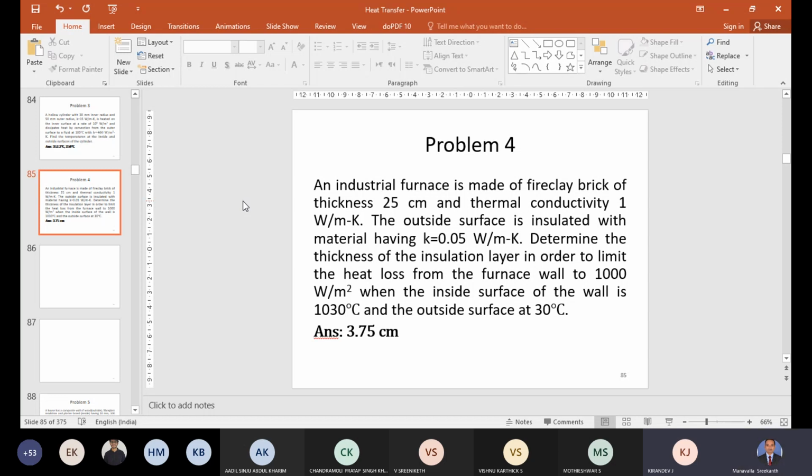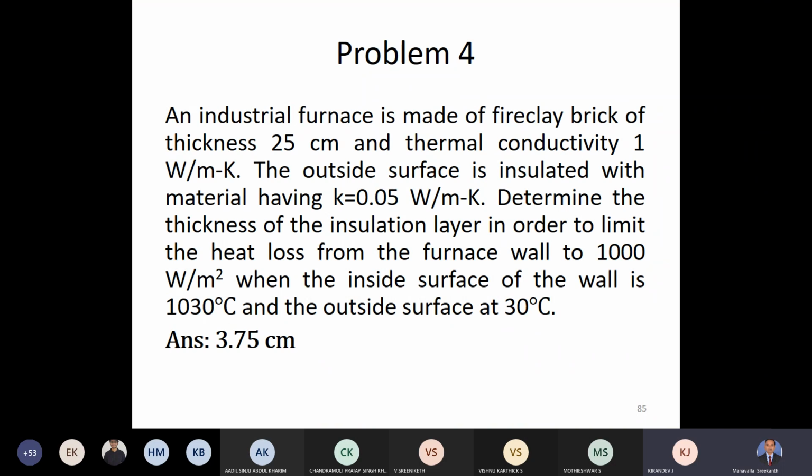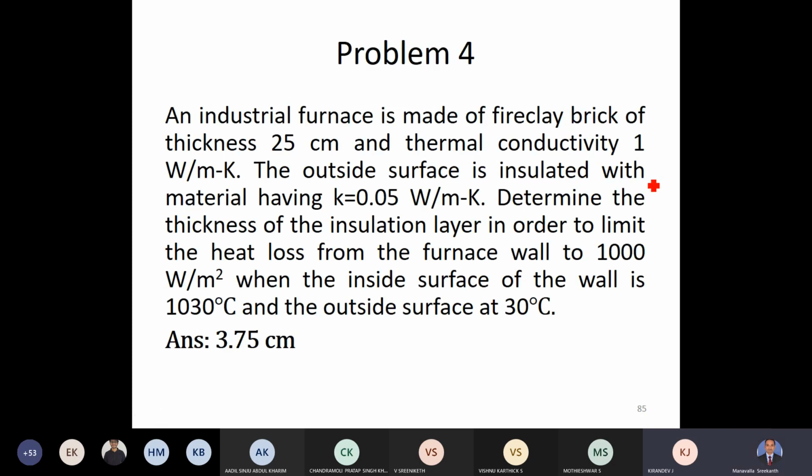Okay, so it's a detailed statement. Let us draw the schematic diagram, then we will understand. There is an industrial furnace made of a fire clay brick of thickness 25 centimeters and thermal conductivity 1 watt per meter Kelvin. So let's draw the wall. This is the wall. This is fire clay having a thickness of 25 centimeters.